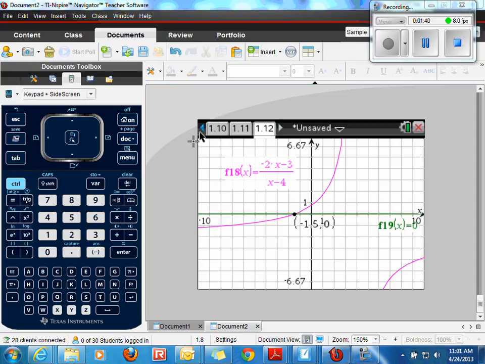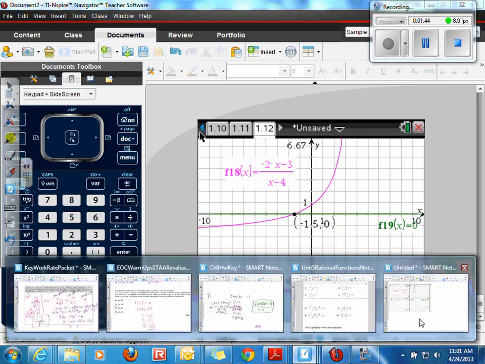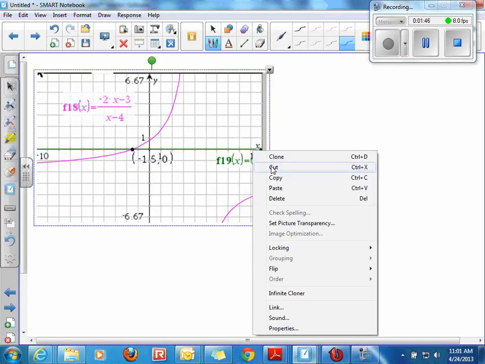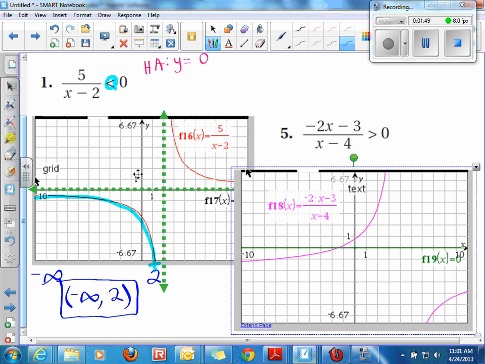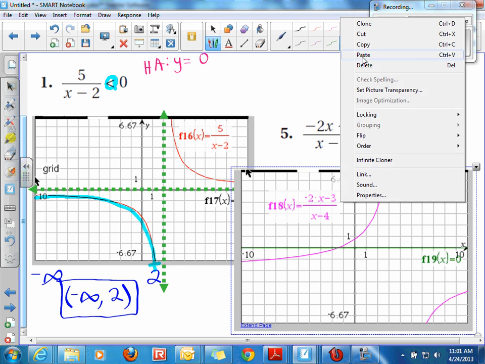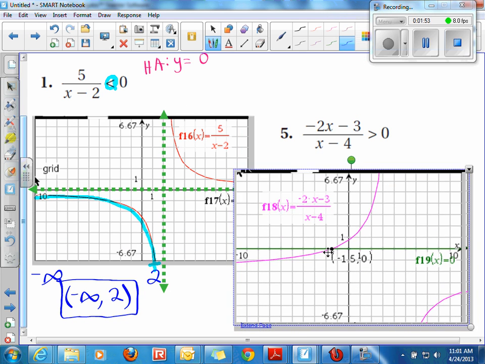Going back. Okay, now that's better. So now I need to know my asymptotes. Looking at the denominator will help me determine my vertical asymptote. Vertical asymptote is at x equals 4.